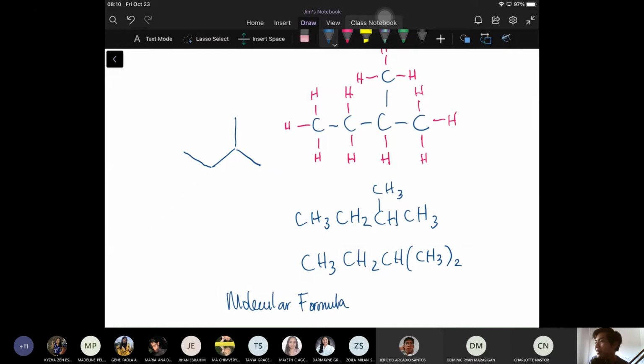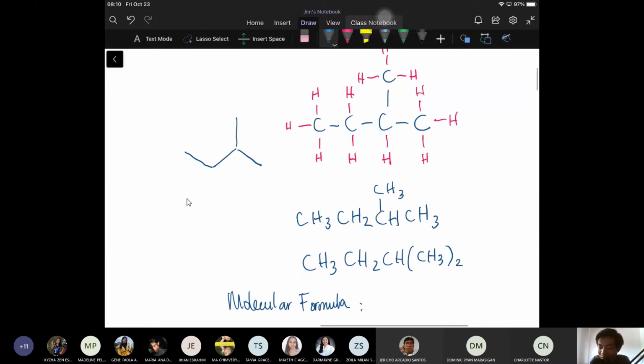Formula. Alamin natin yung molecular formula. Ano ba yung molecular formula? It just tells us how many atoms of an element you have, di ba? So, hindi ganito yung drawing ng molecular formula. Alamin mo lang kung gaano karaming H, gaano karaming C.